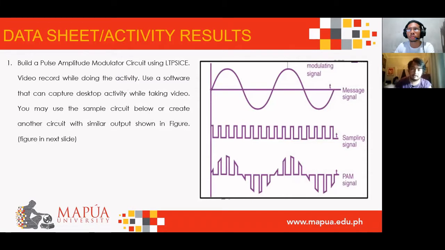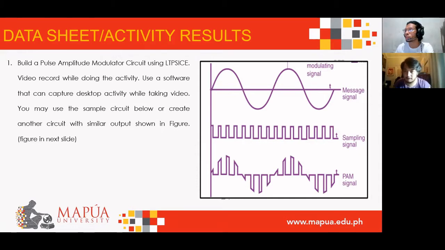Next is the datasheet and the activity results. So the first step is build a pulse amplitude modulator circuit using LTSpice. Then video record while doing the activity. Use a software that can capture desktop activity while taking video. You may use the sample circuit below or create another circuit with similar outputs shown in the figure. The figure is in the next slide.